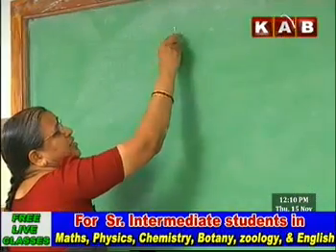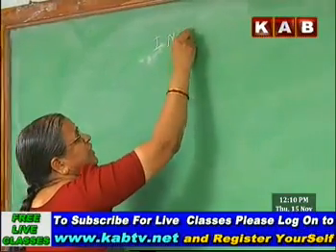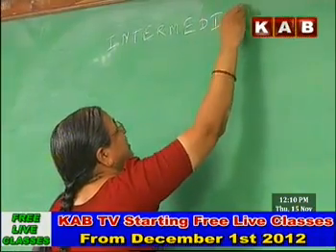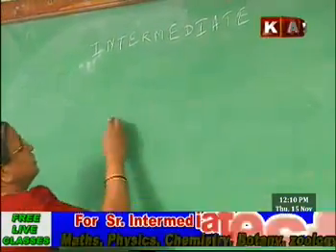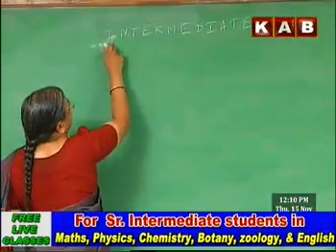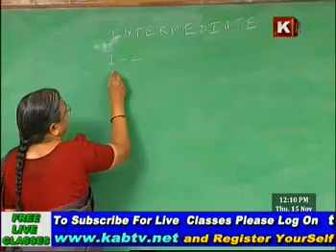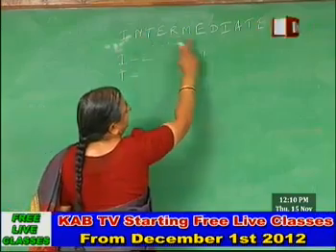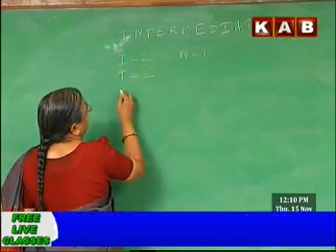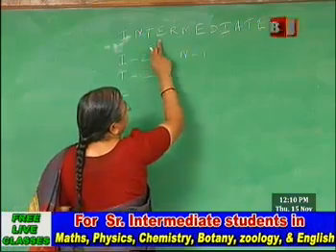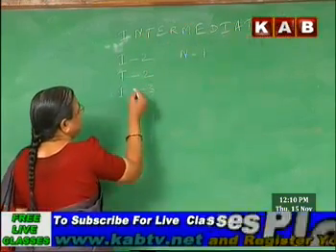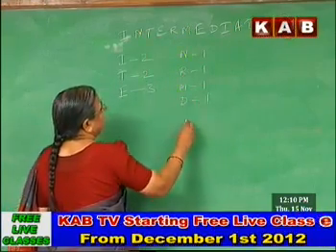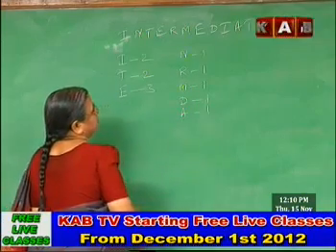Okay. There is one word, intermediate. See here, I's are 1, 2, N is 1, T is 1, 2, and E is 1, 2, 3, and R is 1, M is 1, D is 1, and A is 1.